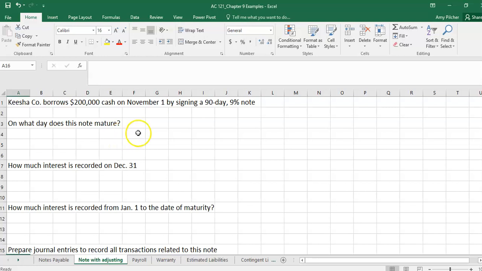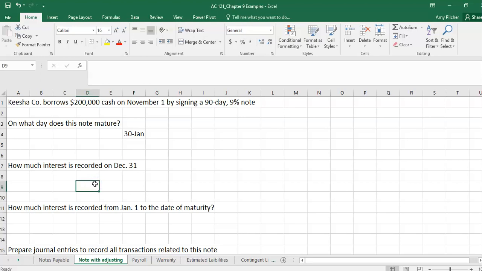So what is our maturity date? We would have the rest of November, so the 29 days left in November. We would have all of the days in December, 31 days in December. And then we would have however many days in January. So this note is due on January 30th, if you don't include November 1st. If you do include November 1st in your calculation, the note is due on January 29th.